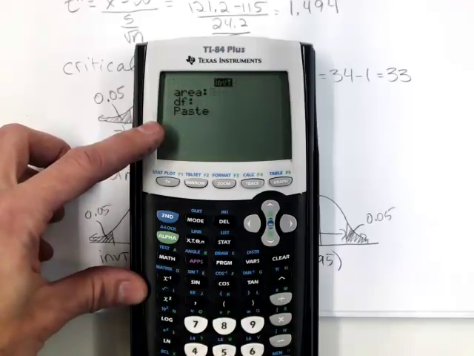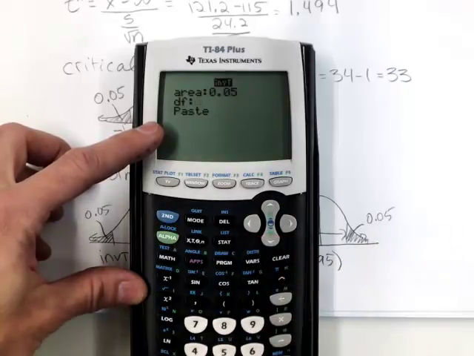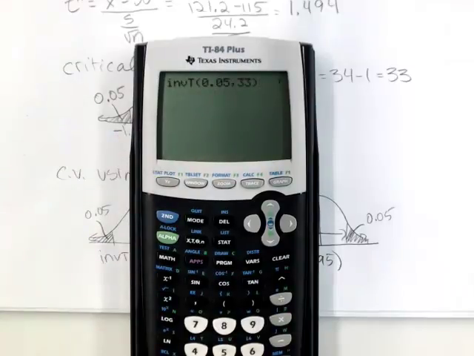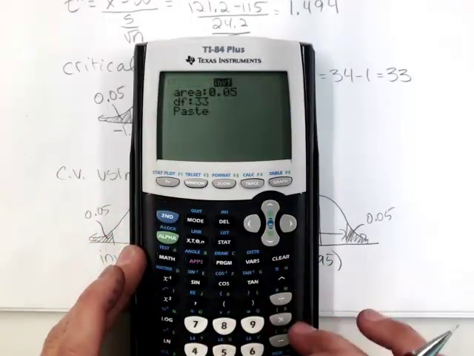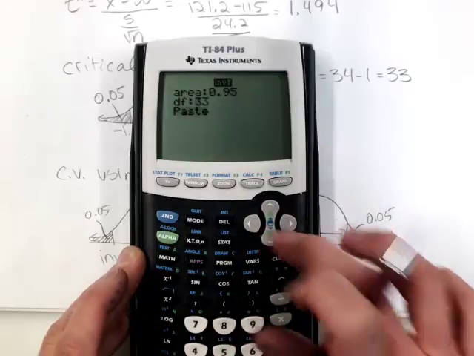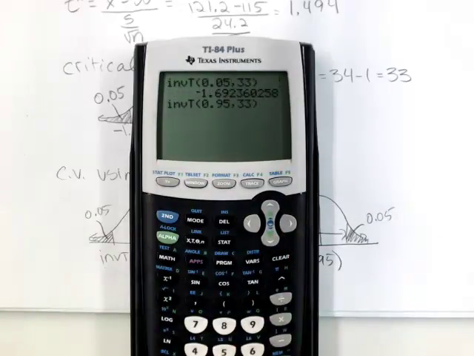Okay, so it's expecting a cumulative area. So I can put in 0.05. And then it needs the degrees of freedom. Okay, and then paste. Is that approximately what we got using the table for that negative critical value? Yeah. If I wanted to find the upper critical value, I could put an area of 0.95, and it should give the positive value. Or you could just find one and just remember this is symmetric.